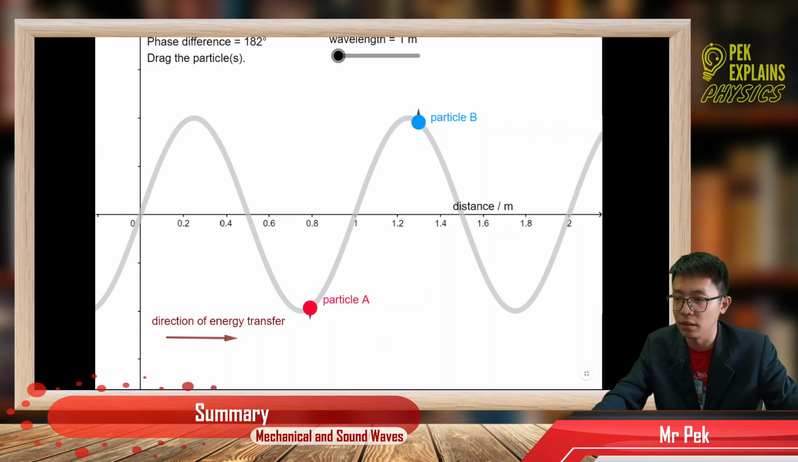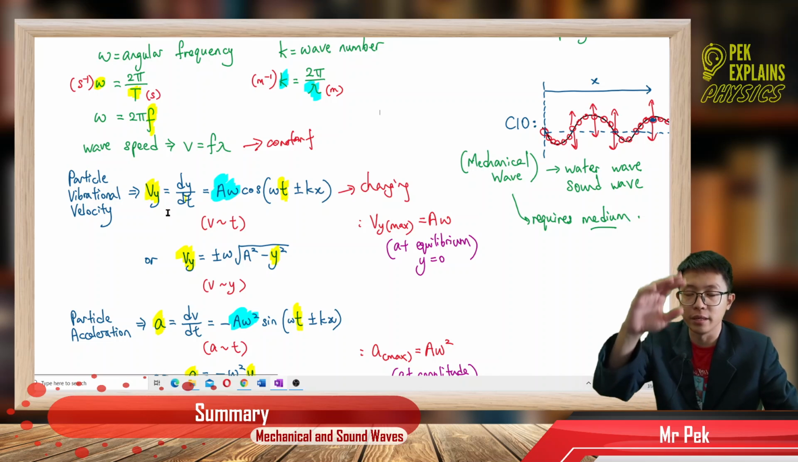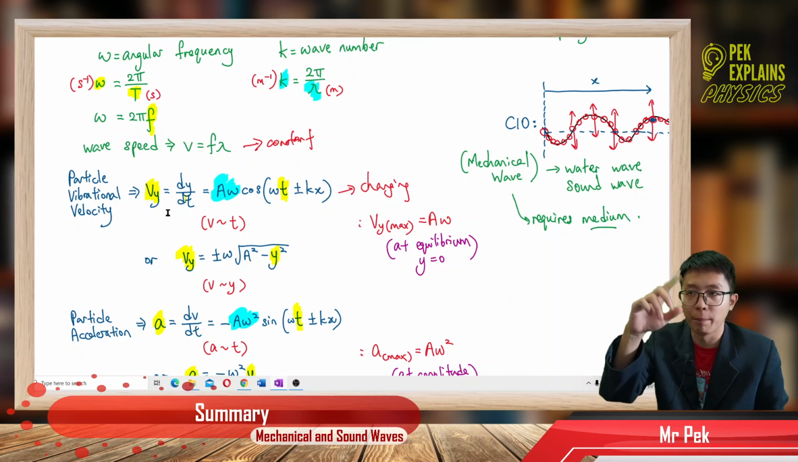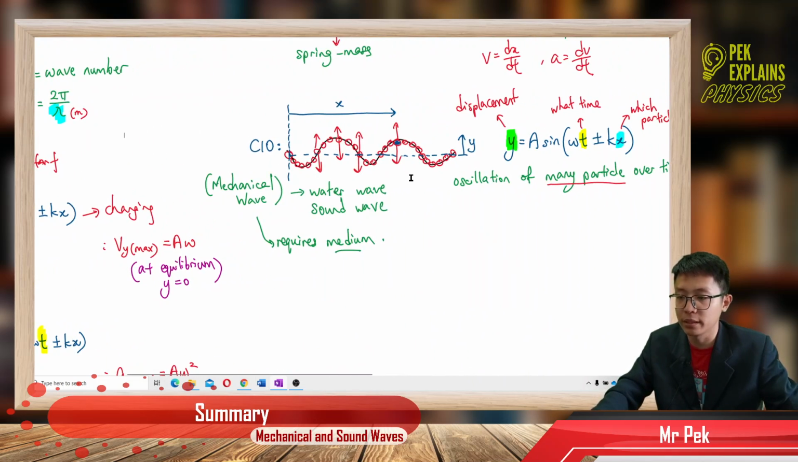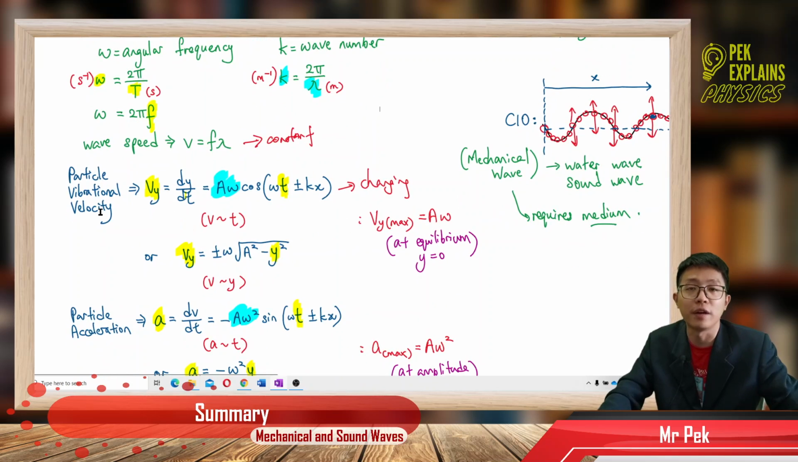So this is called particle vibrational velocity. That means the vibrational velocity of the particle oscillating up and down. We have so many particles, and all particles have different vibrational velocities at different times. So how do we find the vibrational velocity of each particle oscillating up and down?